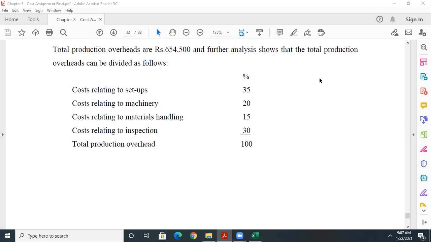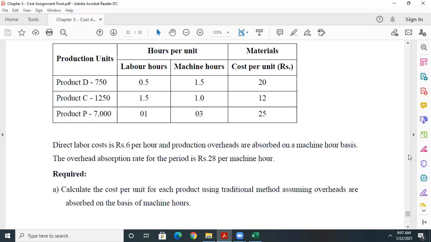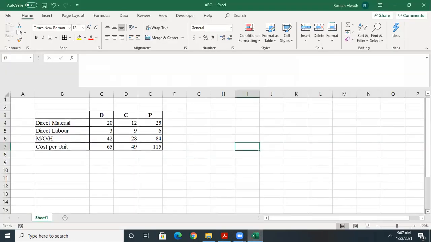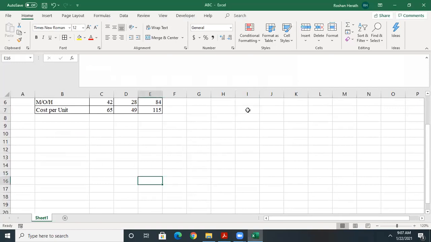Okay, so shall we have a look at that? Hopefully you would have attempted. The only thing which is new to you is going to be the manufacturing overheads, dealing with that, right? So let us take the manufacturing overheads.